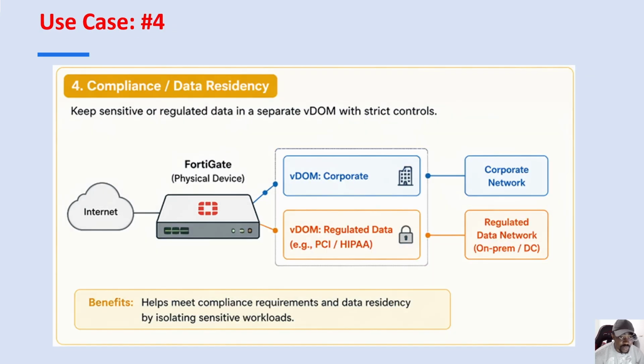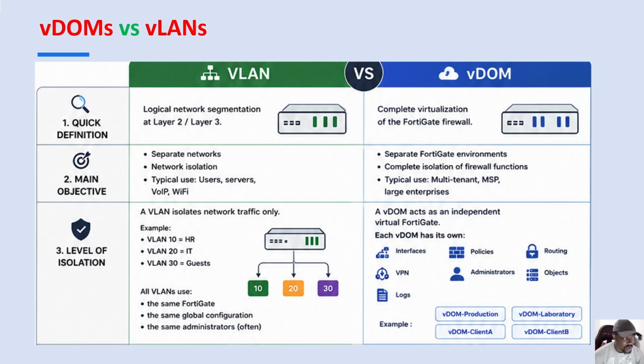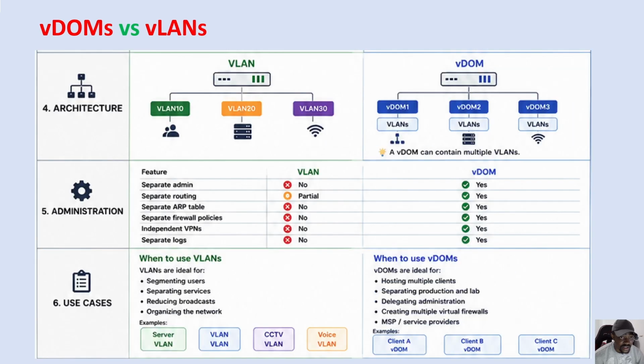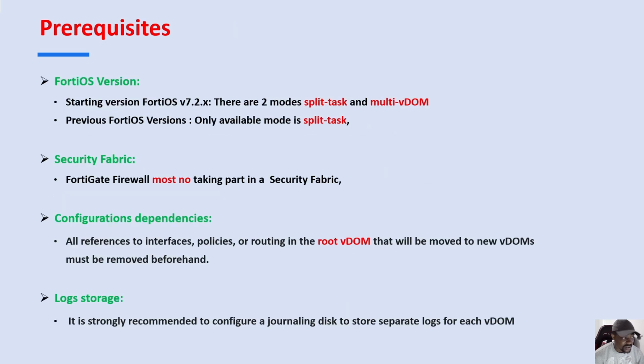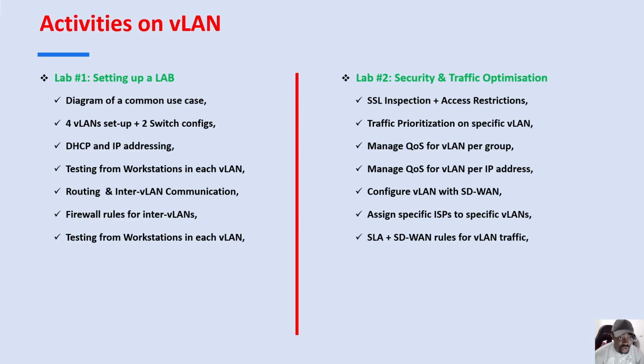We saw some use cases. We did a comparison between VLANs and VDOMs because there are some similarities, so it was important for us to explain the main differences between the two technologies. We also saw the primary characteristics of VDOMs and the prerequisites if you need to implement VDOMs on your infrastructure. So today we are going to start with activities.